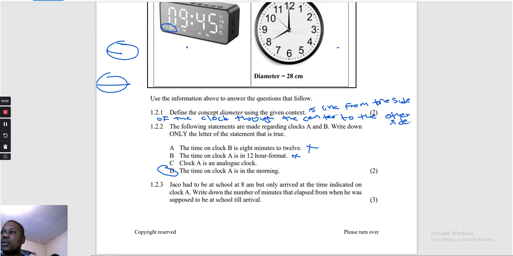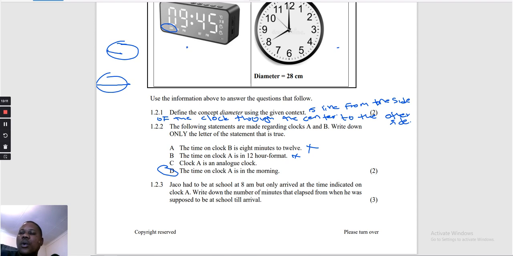Number 1, 2, 3. They say Jaco had to be at school at 8 a.m. but only arrived at the time indicated on clock A. Write down the number of minutes that elapsed from when he was supposed to be at school.